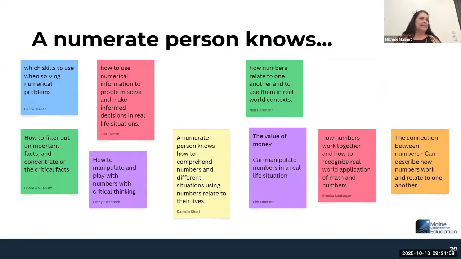They know how to comprehend numbers in different situations, using numbers related to their lives. Manipulate and play with numbers with critical thinking. I love these. These are great, great comments.